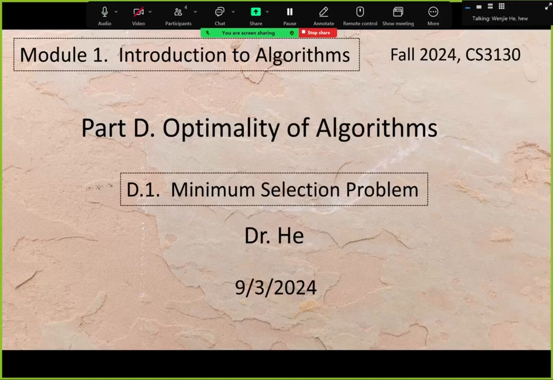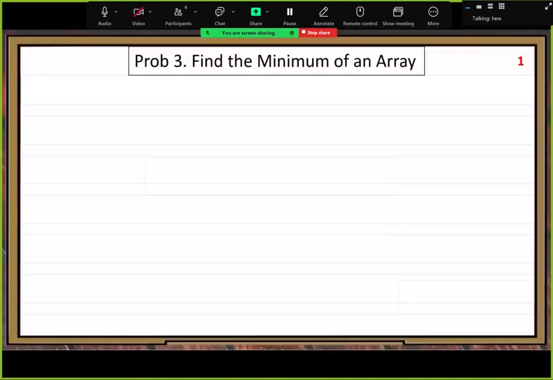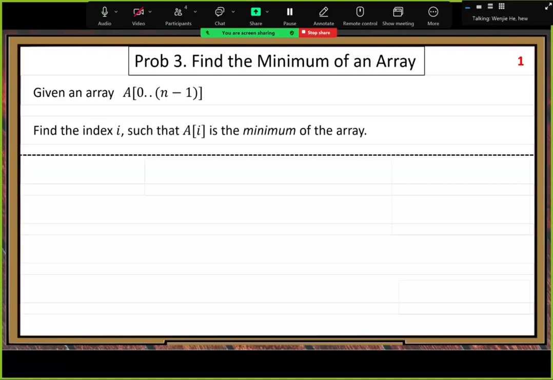D.1, minimum selection problem. This time, our problem number 3: find the minimum of an array. Given an array, capital A, with indices from 0 through n-1, find the index I such that A of I is the minimum of the array.